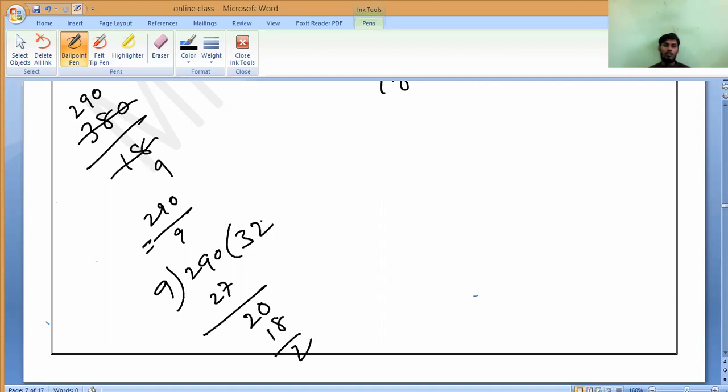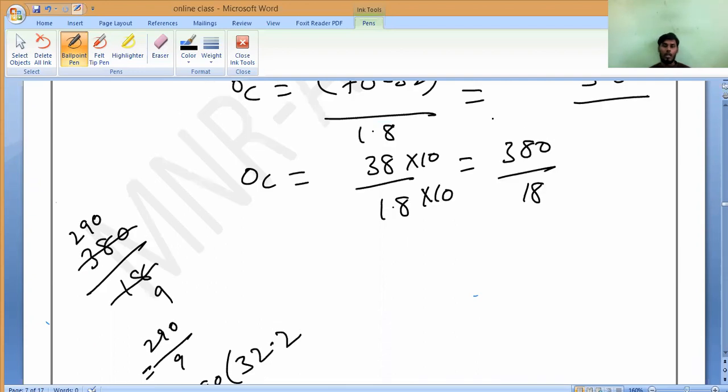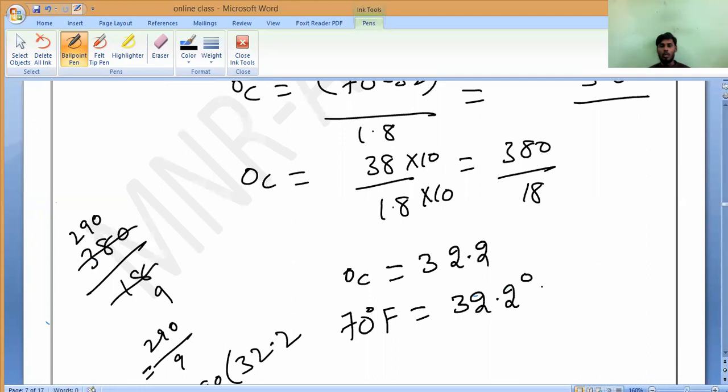So 2 will come, it will never end, you can keep the point and keep 0. Again 18 will come, so again it will continue, it will never end. So that is 32.2. Do you understand, Mari? So degree Celsius is equal to 32.2. So I can write 70 degree Fahrenheit is equal to 32.2 degrees Celsius.